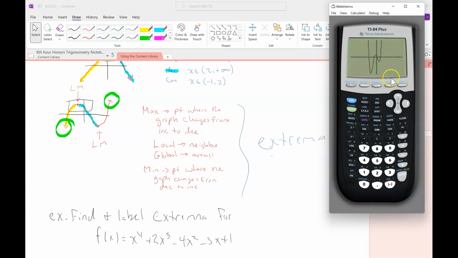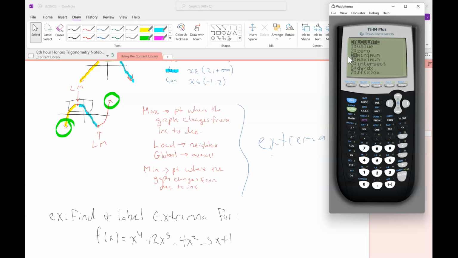So if I look at this, I see a global minimum, a local maximum, and a local minimum. Everybody agree with that? To find the exact coordinates for these points, I'm going to be using the calculator's minimum and maximum commands. To locate them, I'm going to press second and then the trace command. This opens the calculate menu. The minimum and maximum commands are right here.